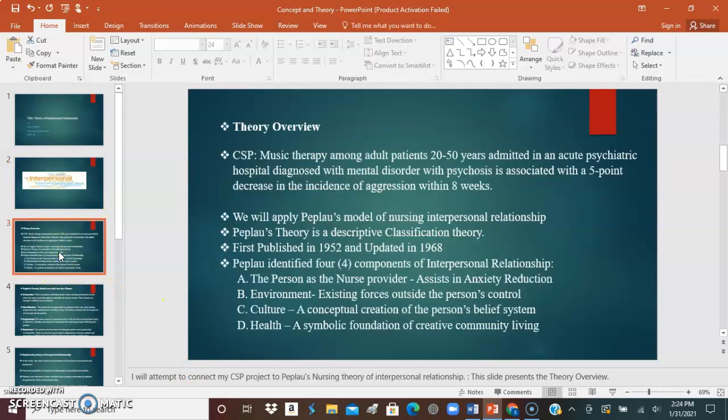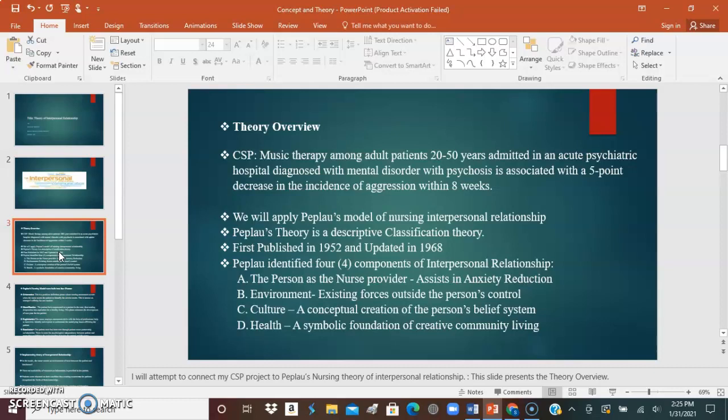Theory overview. I will attempt to connect my CSP project to Peplau. My CSP project is music therapy among adult patients 20 to 50 years admitted in an acute psych hospital, diagnosed with mental disorder with psychosis, is associated with a 5-point decrease in the incidence of aggression within 8 weeks. In view of my CSP project, we will apply Peplau's model of nursing interpersonal relationship.